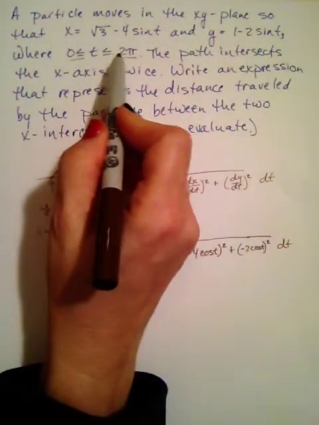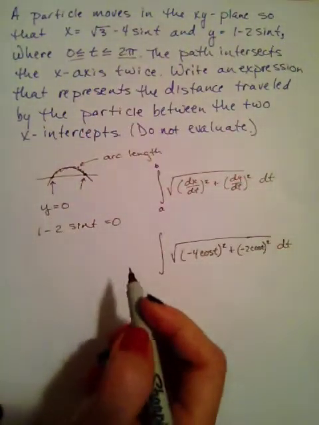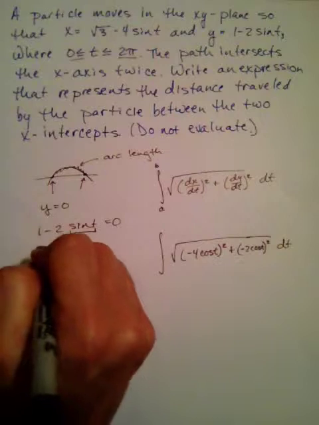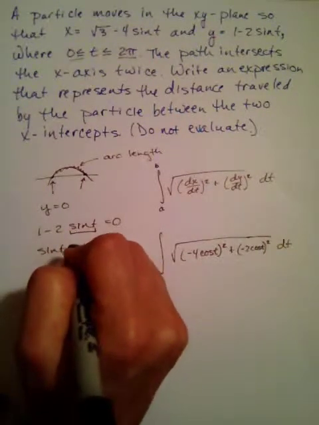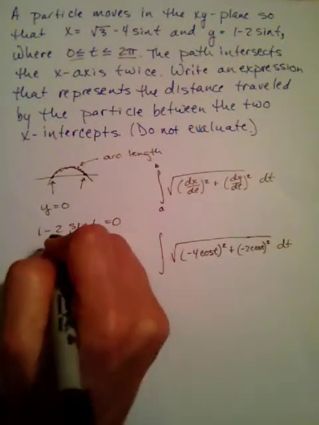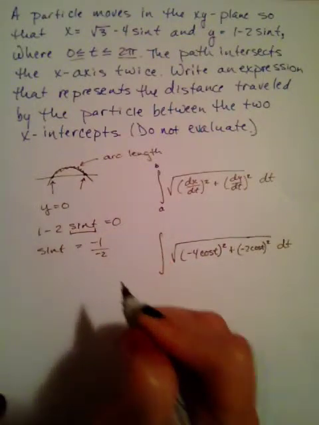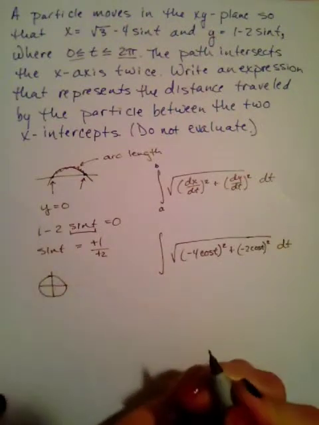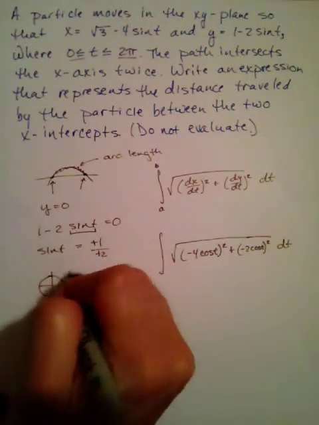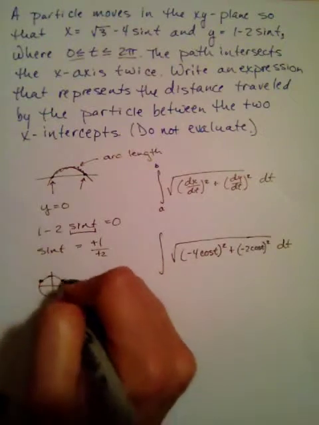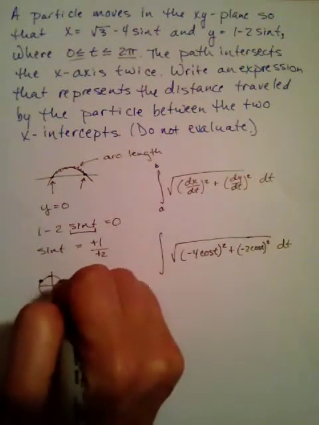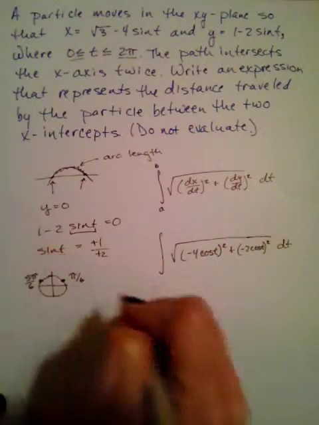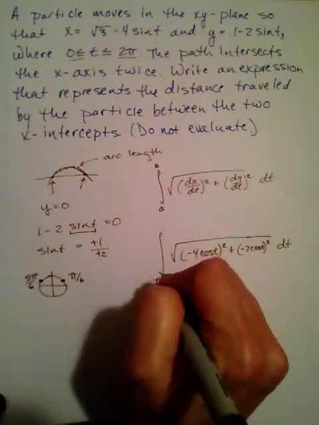Our t values have to be in between 0 and 2 pi. So first thing you do is isolate the sine of t. So I know sine of t equals, and I'll subtract 1 and divide by a negative 2. So my sine of t equals 1/2. On our unit circle, we know that the sine values are the y values, and this is a small value, so we're here and here above the x-axis. The radians for that are pi over 6 and 5 pi over 6. So those would be our limits of integration.